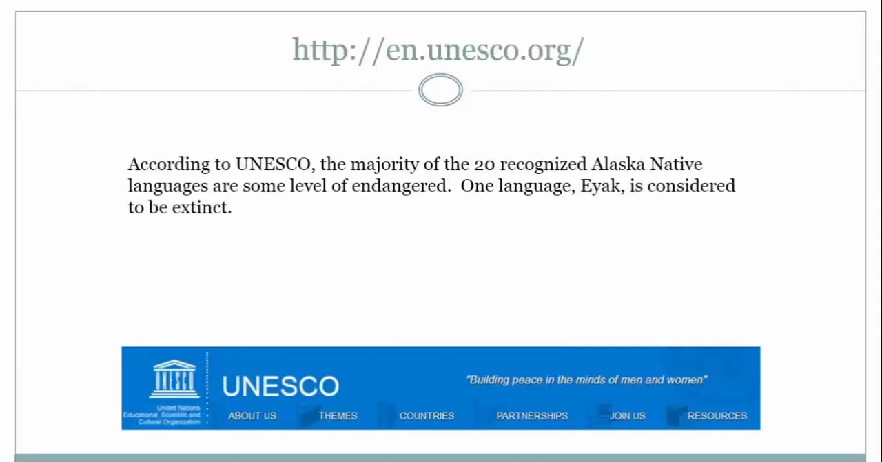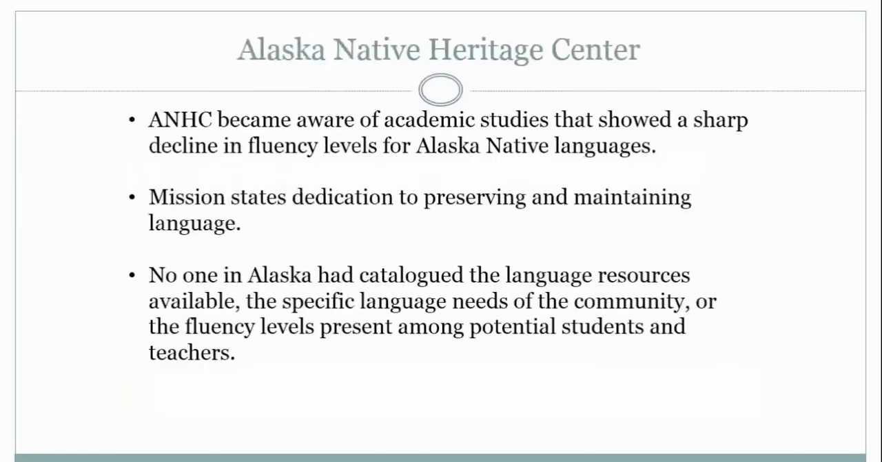UNESCO, there's 20 recognized Alaska Native languages. They're linguistically distinct. And they're all some level of endangered, according to UNESCO. And we have one language, Eyak, which is considered extinct. There's one somewhat fluent speaker of Eyak, and he's a French student who's dedicated to reviving the language. And that particular community is actually relying on him to help them right now because the level of fluency in Eyak is non-existent. We became aware that there was a sharp decline in fluency levels when the Alaska Native Language Center at the University of Alaska Fairbanks put out a chart that showed the really sharp decline in language fluency among all 20 languages a few years ago.